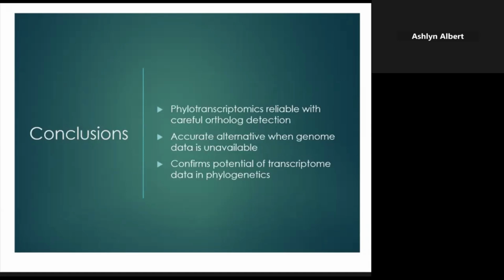The main takeaway is that phylotranscriptomics can match the accuracy of phylogenomics when rigorous ortholog detection methods are used. This suggests researchers can use transcriptome data reliably, especially when full genome data isn't available or affordable.